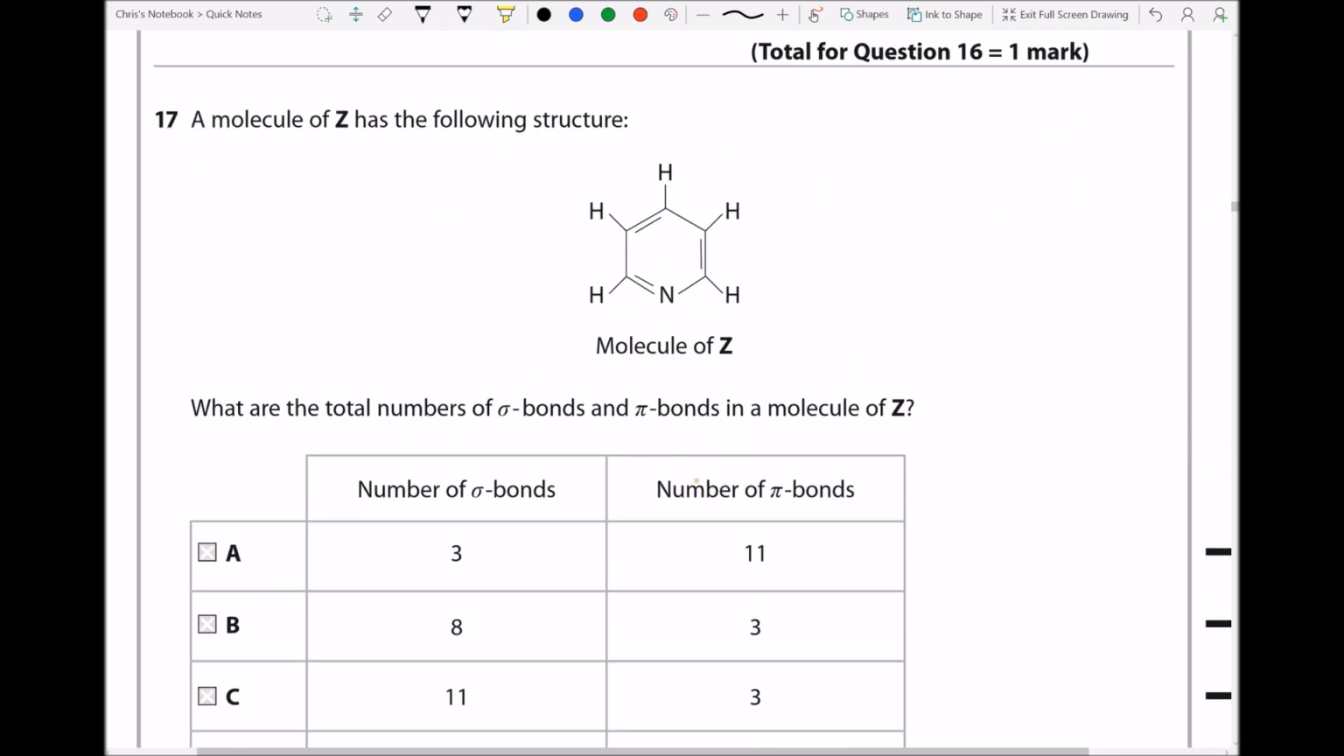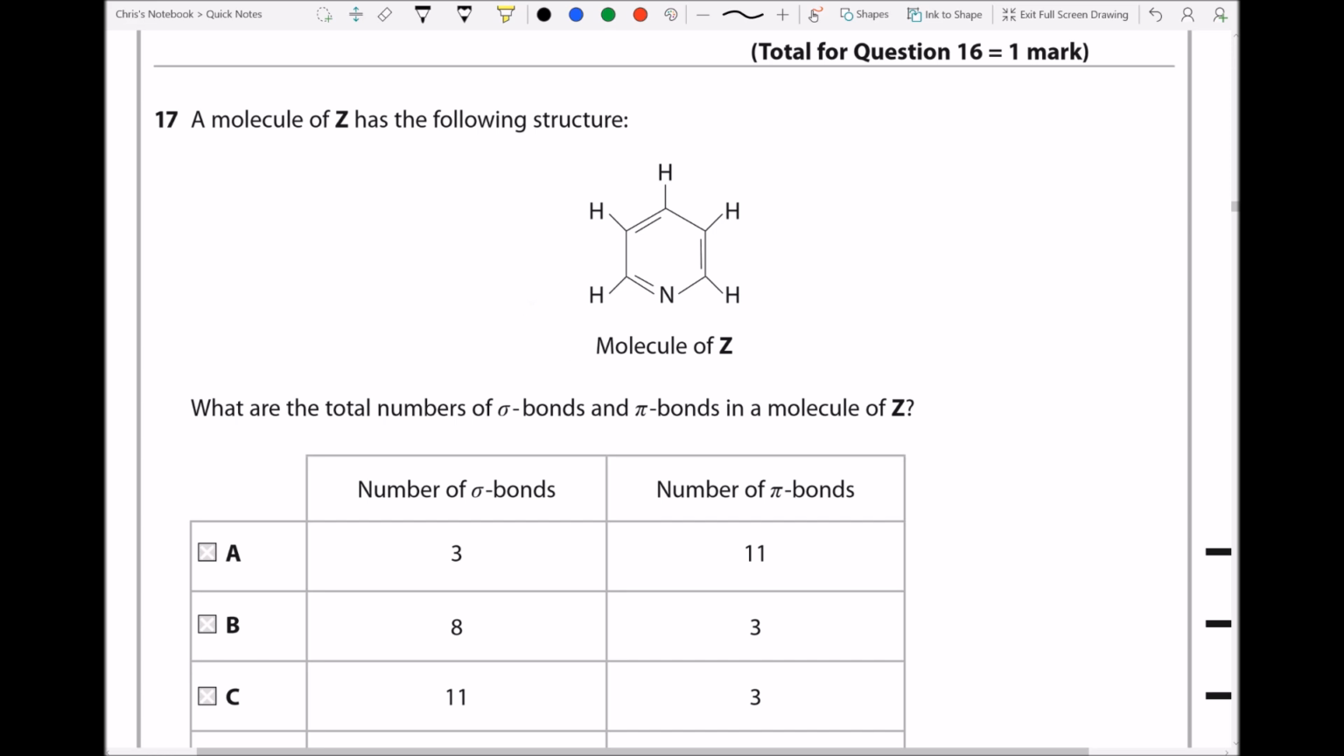Okay, question 17. A molecule Z has the following structure. We've got this molecule here. What are the total numbers of sigma and pi bonds in the molecule of Z? Right, remember, a sigma bond is just a single covalent bond. Double bonds also have pi bonds as well. So double bonds have sigma and pi. Single bonds just have sigma.